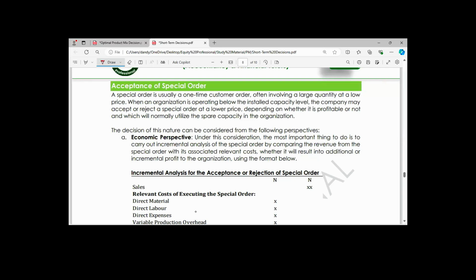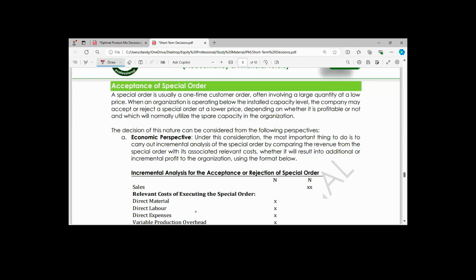Then two, the price that will be quoted for the special order is usually below the company's normal market price for its products. Say, for example, if the company's product is 10 naira per unit, the customer may be offering 8 naira. So those are the two things you need to take into consideration.